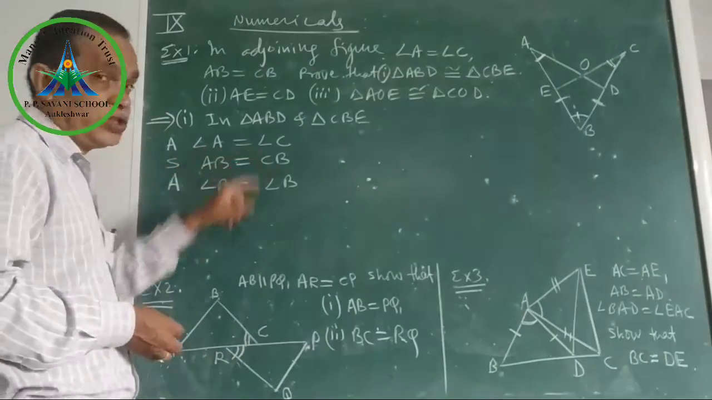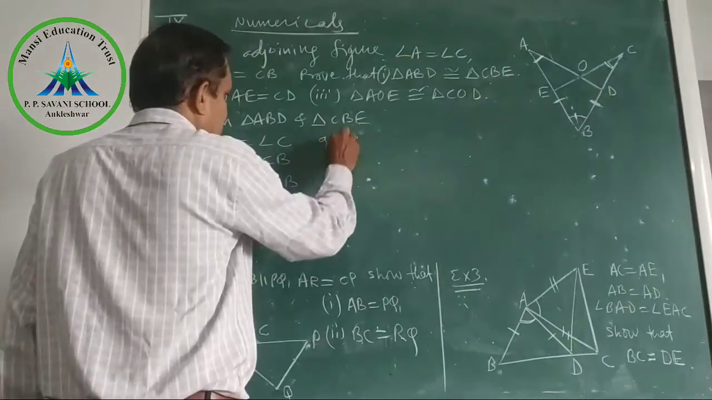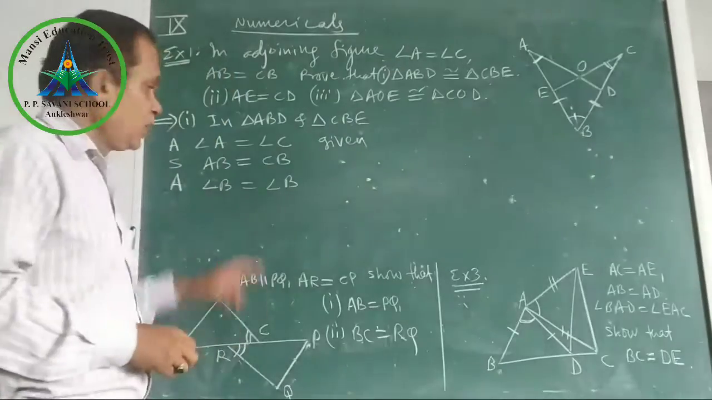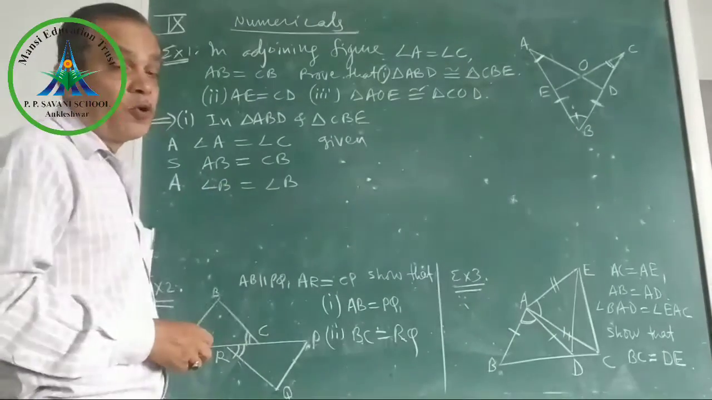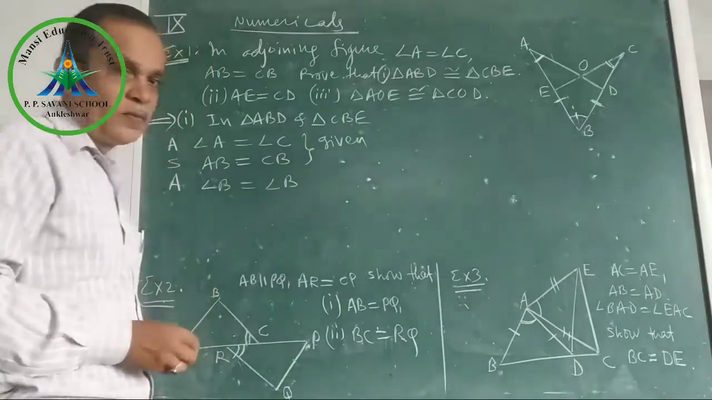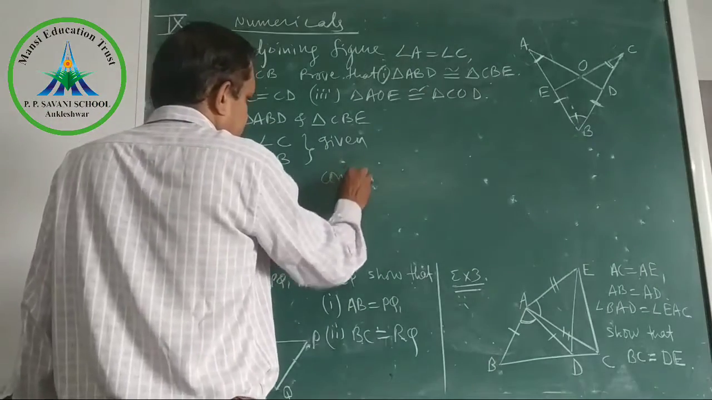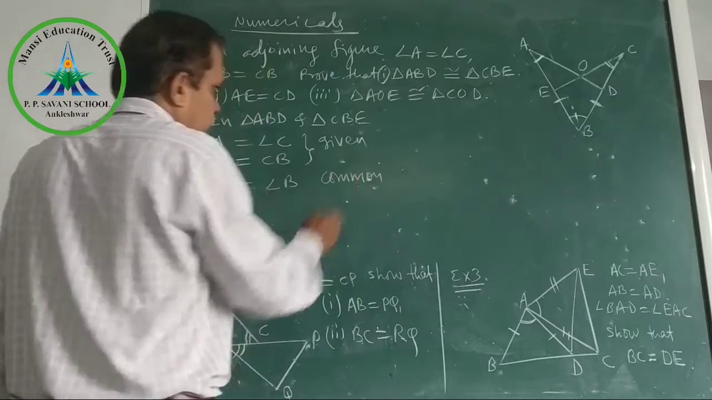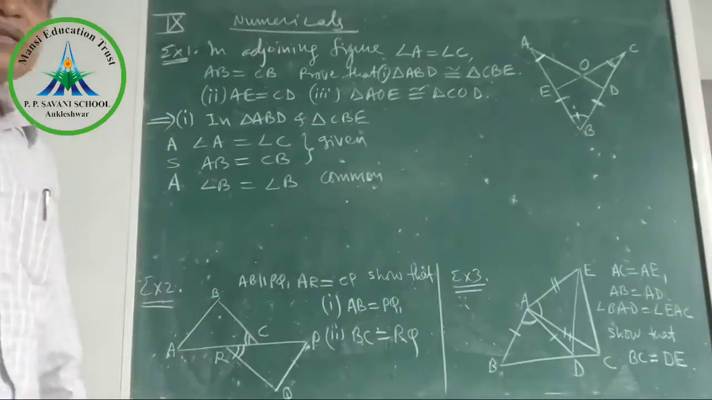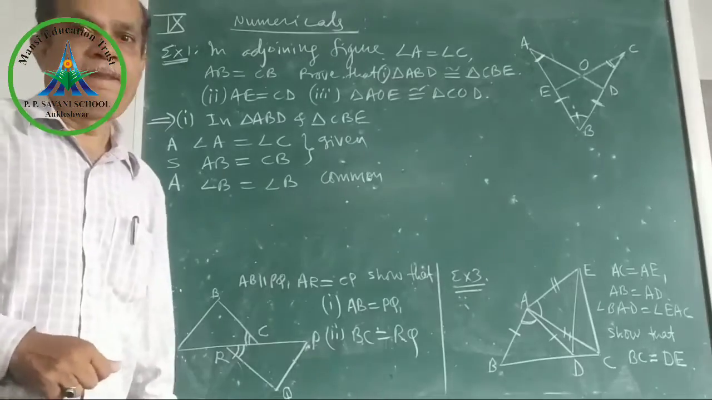We wrote by reading, now we have to give the support. Okay, A equal to C, what is the support? Given. AB equal to CB, what is the support? Given. B equal to B, what is the support? Common. Writing such supports makes our concept built permanently.